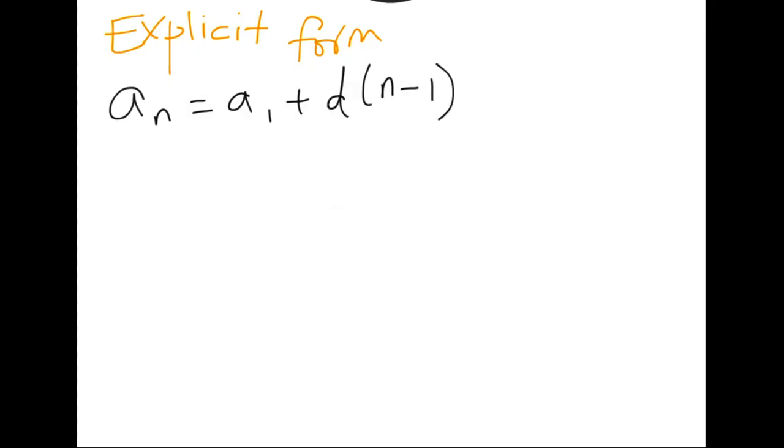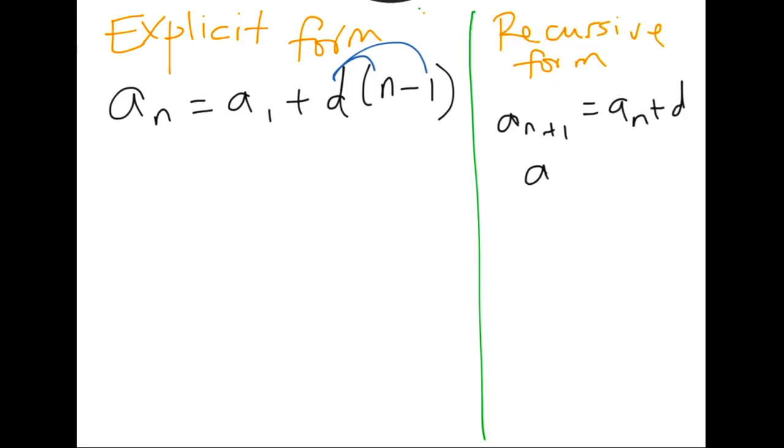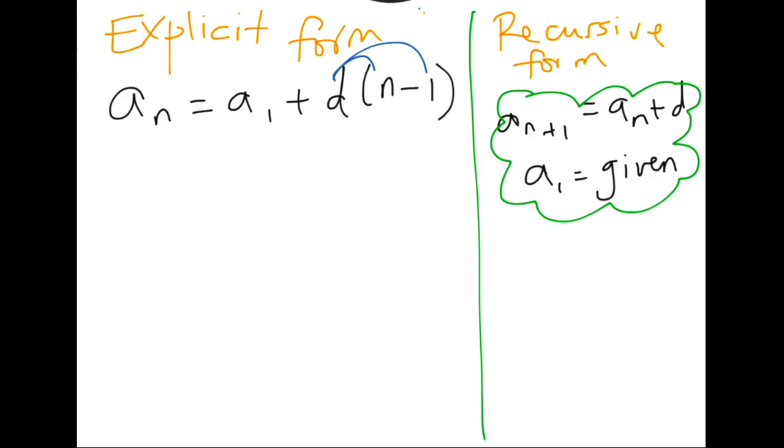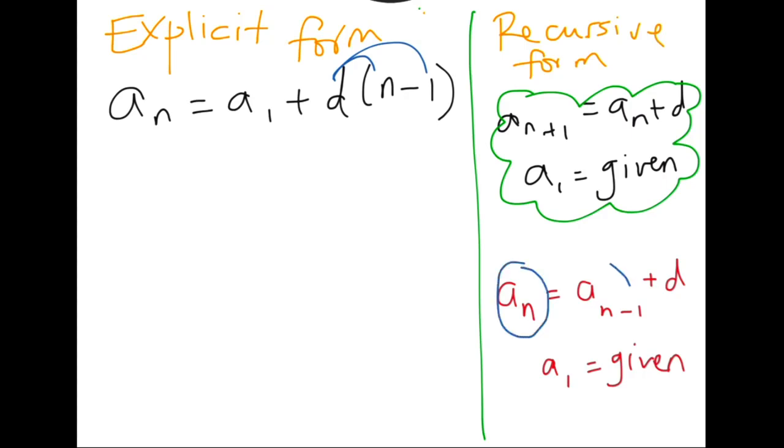And then from here, you often want to distribute the d so that it looks more simplified. Whereas the recursive form is, a1 must be given to you. Sometimes you will see the recursive form written like this. All that it means is, to know the current term, you have to know the term that came before it, then you add d.